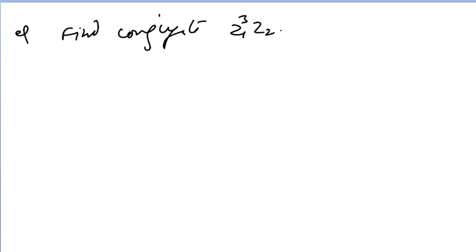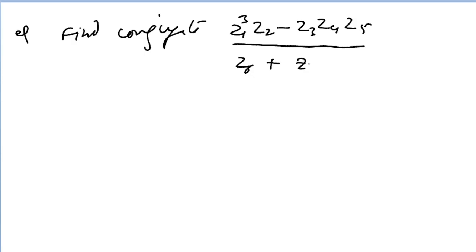Okay, let's take an example. If I want to find the conjugate of, let's say, z1 cube z2 minus z3 z4 z5 divided by z6 plus z7 square and z8. Okay, so what is the conjugate?